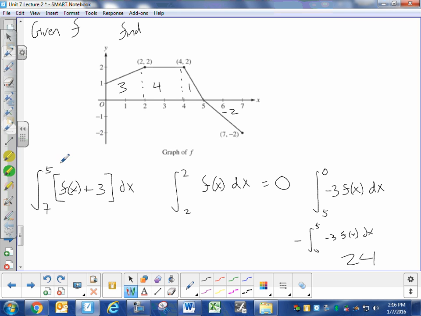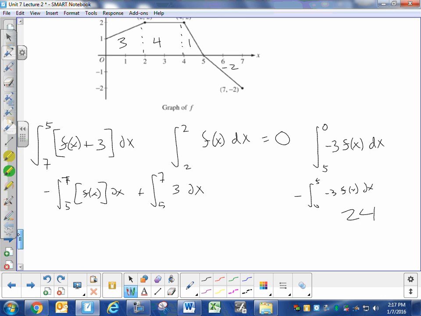This is 0. This one would be the area from 5 to 7. The opposite of the area from 5 to 7 of f of x plus the area from 5 to 7 of 3. This ends up being negative 2 plus 6. The opposite of that would be negative 4.